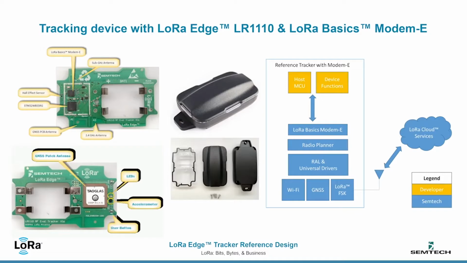interface to the cloud. On the board itself, you can see the sub-gigahertz antenna used for LoRa and LoRaWAN. The 2.4 gigahertz antenna here is shared for both the Wi-Fi scanning and BLE data interface. The PCB antenna built into the board for GNSS is complemented by the GNSS patch antenna, as well as the LEDs, and then the accelerometer that's used for motion sense.